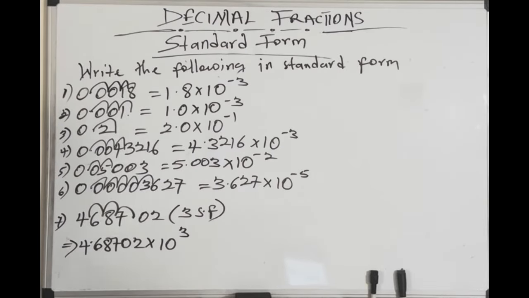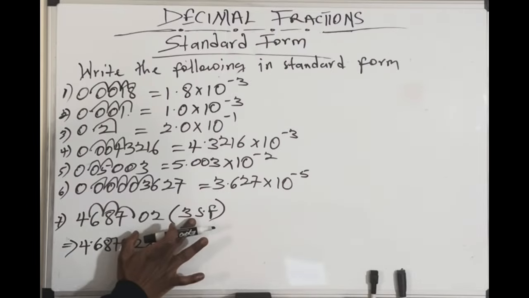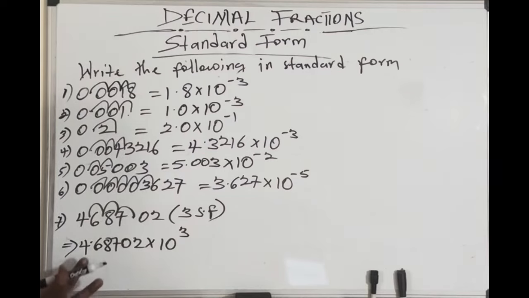And then there is the answer, but they said to give three significant figures. So 1, 2, 3. The next number is 7. You can change it. So it will be 4.69 times 10 raised to the power 3. Because 7 is more than 5, we change it to plus 1, add it to the 8, making it 9. So this will be our final answer.